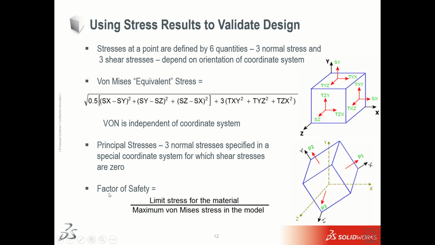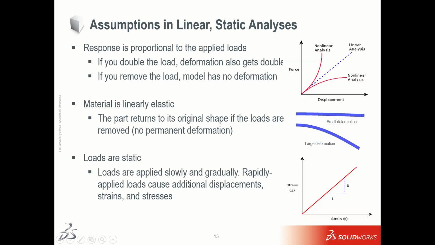And the main concept is the factor of safety. Basically, the factor of safety is the limit stress value of the material divided by the maximum von Mises stress. The limit stress value for a ductile material we consider as the yield point, and for a brittle material we consider the ultimate tensile stress. So whatever stress you get, you can simply divide the yield stress by that stress, and you will get the factor of safety.